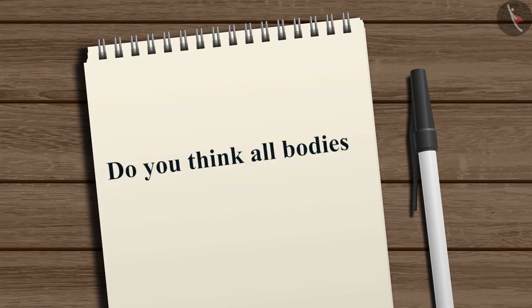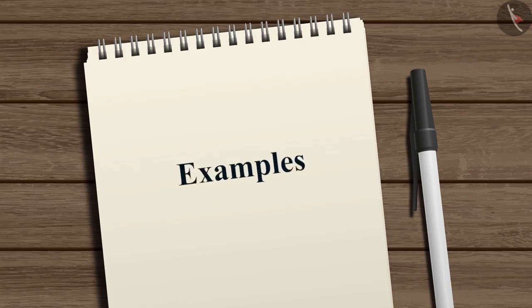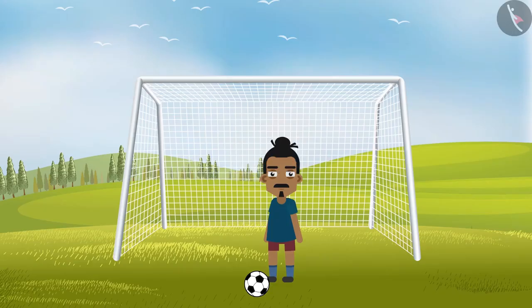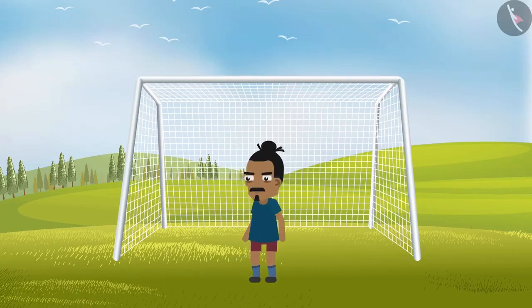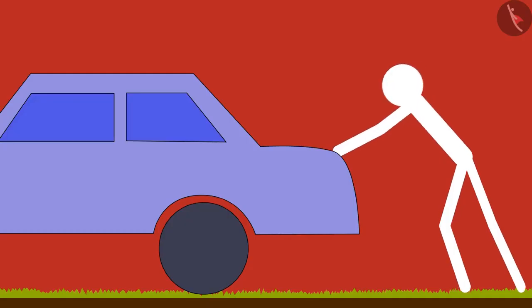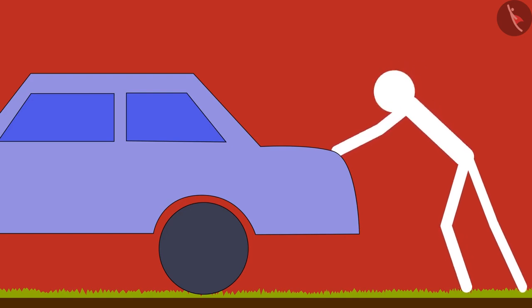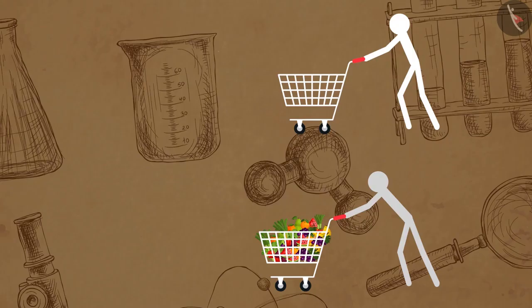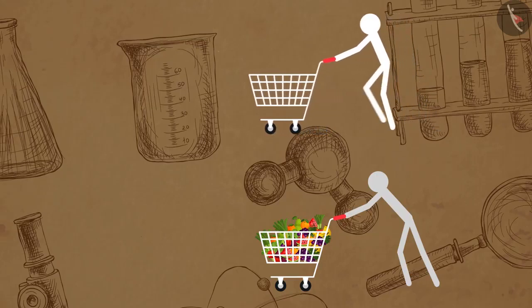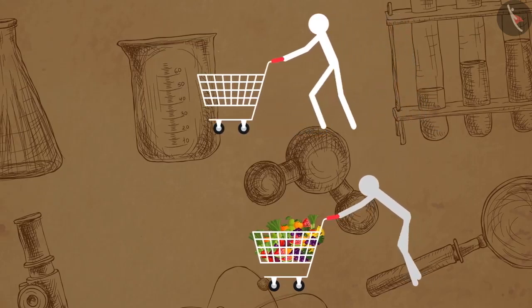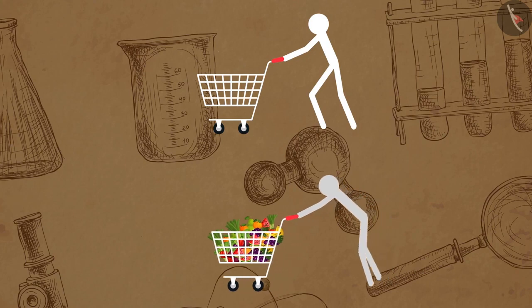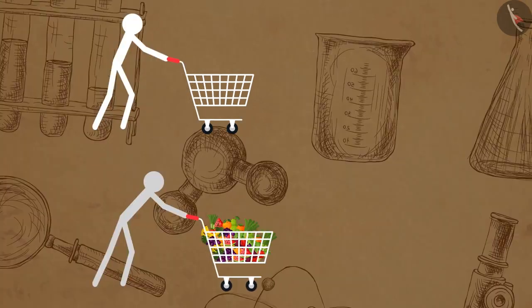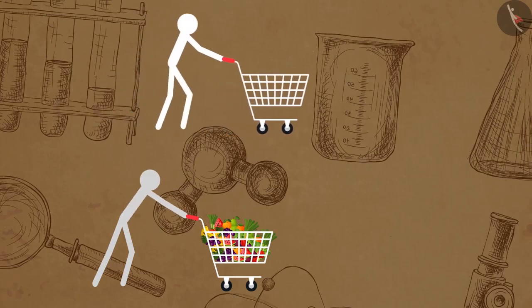But do you think all bodies have the same inertia? Let us think of some examples. You can move a football easily by kicking it. But what about a car? Even if you push it with all your strength, it will hardly move. Similarly, you can easily move an empty shopping cart, while moving a shopping cart filled with vegetables is a lot harder. That is, we need to put in less effort to move empty carts than carts filled with vegetables.